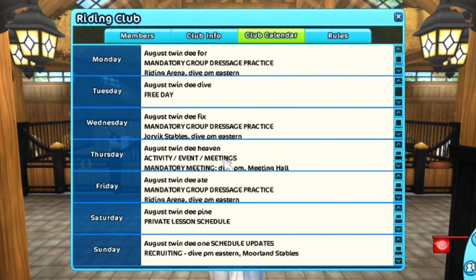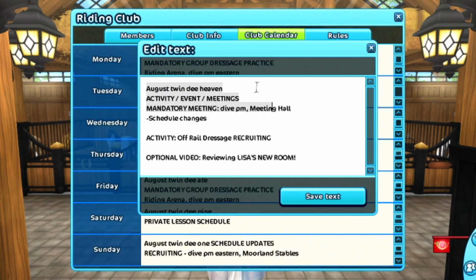On Thursdays, we usually either have a free day or we have some sort of activity or event or a meeting going on. So for this particular week, we had a meeting. And so I formatted this a little bit differently, but 5 p.m. Eastern in the Silverglade Meeting Hall. And right here, that is our agenda. That is what we talked about today.